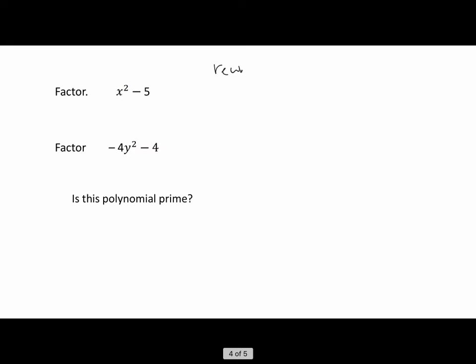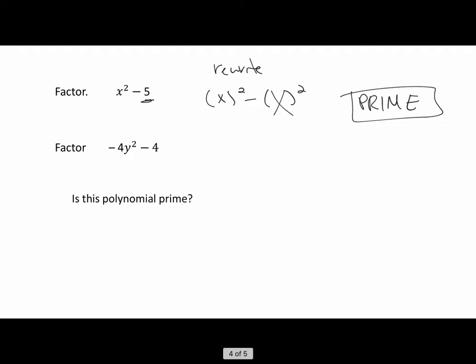All right. Then our next example, can we write this as a difference of two perfect squares? X squared is x squared, and 5, nope, that doesn't work. So if this is not a difference of two perfect squares, then this is not factorable. Only if these were perfect squares could we factor.